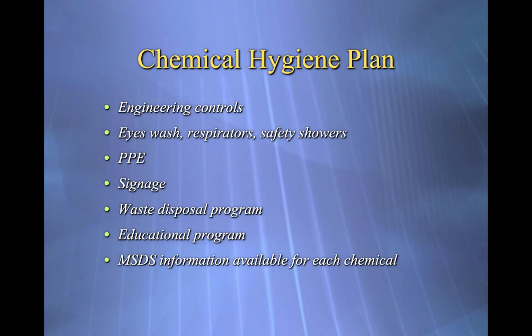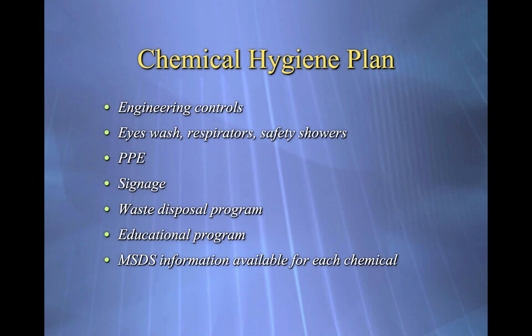I have eye washes, respirators, and safety showers in case I get splashed. I have appropriate PPE, which may mean I need a full apron that's impervious to chemicals, a mask, a face shield, long gloves, whatever. I'm going to have signage on all my areas that contain chemicals to tell me what's in those areas and what's the flammability, biohazard, and radiation hazard of any of them.